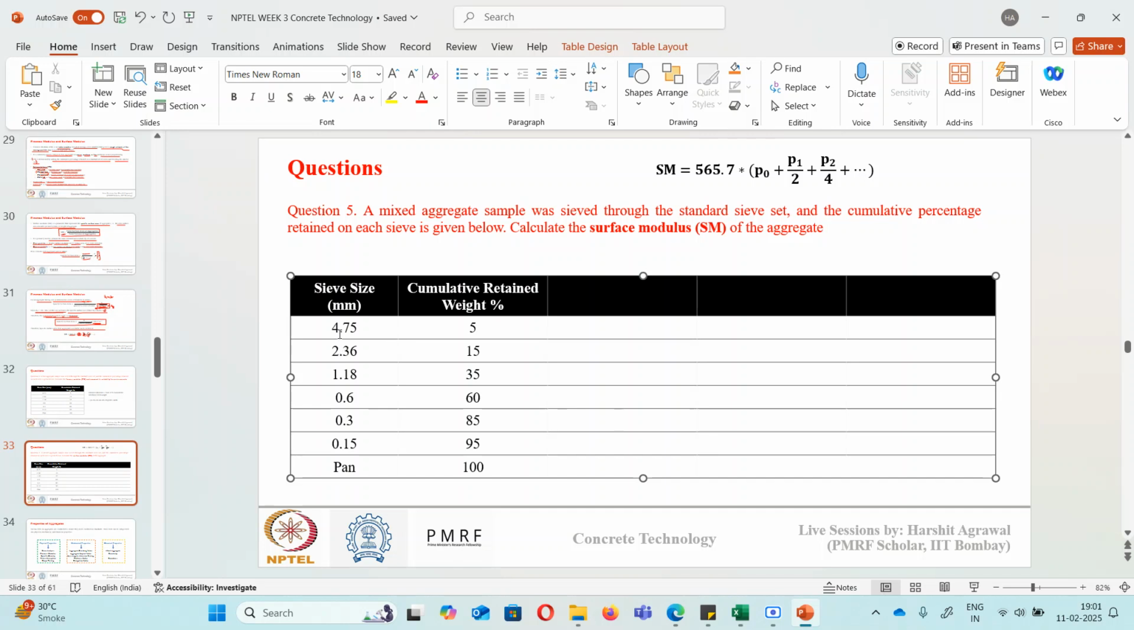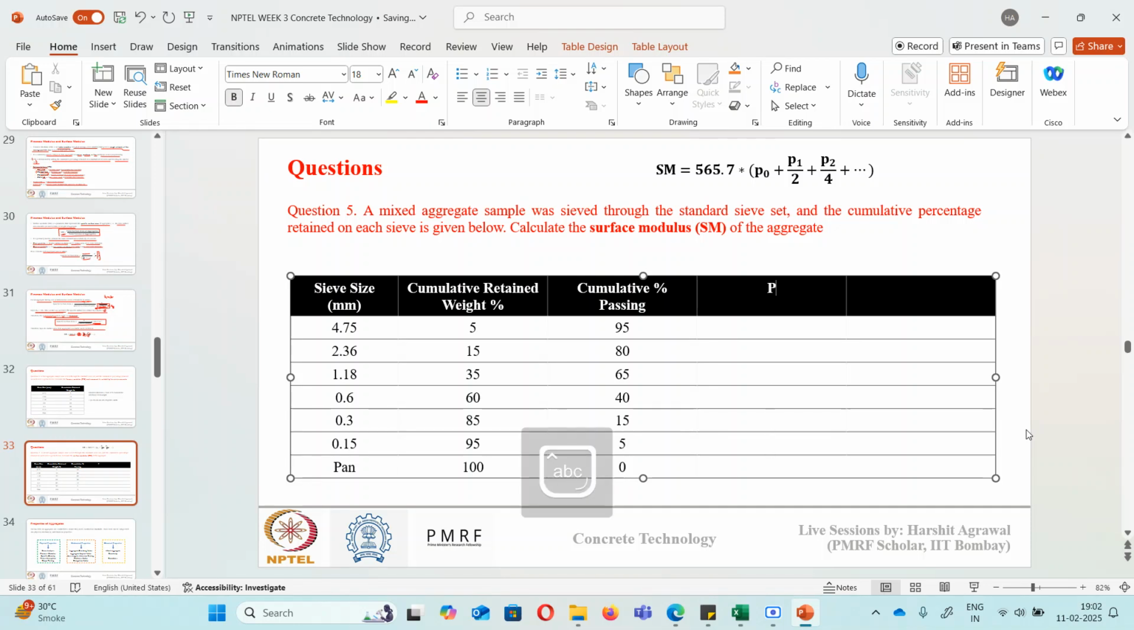So how much aggregate is passing through the 2.375 mm sieve and retained on the 2.36 mm sieve will give me the aggregate in between these two diameters. So what we'll do, we'll first calculate cumulative percentage passing. How can I calculate that? Just 100 minus cumulative retained. So this will be 95, then this will be 85, 65, 40, 15, 5, and 0. So this is cumulative percentage passing.